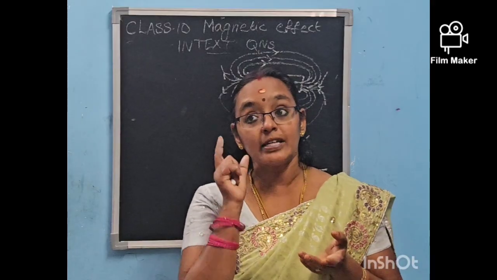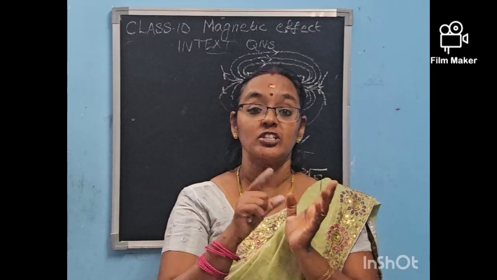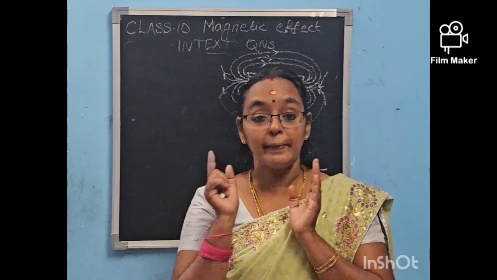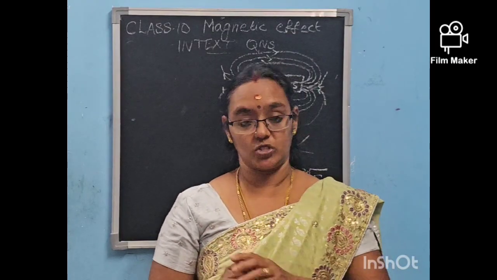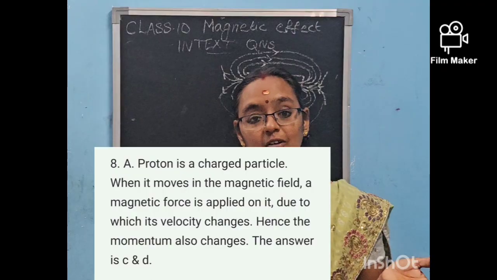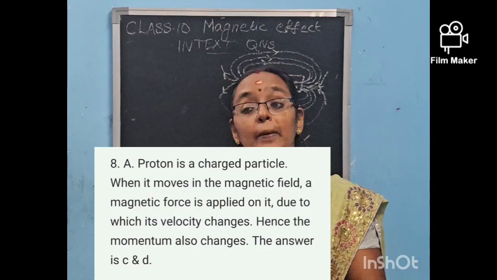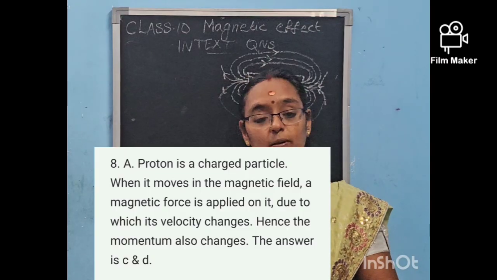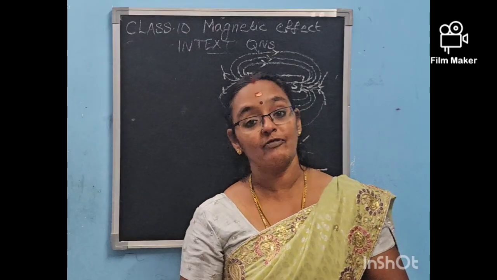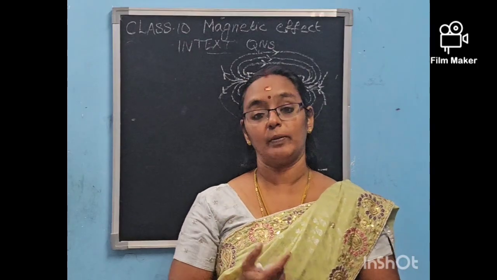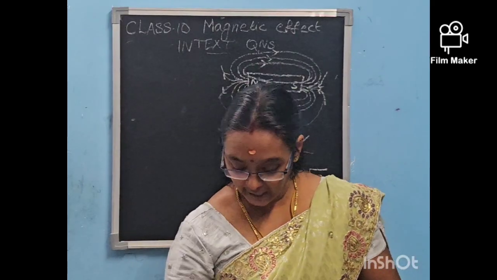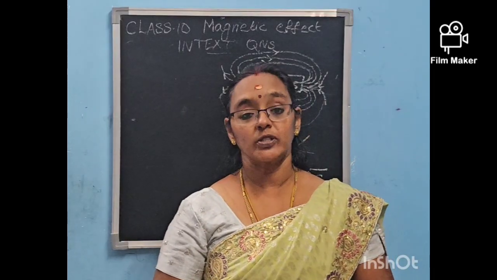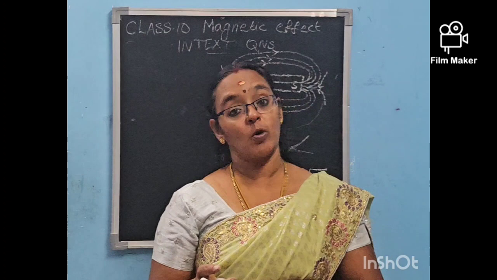So if the proton is moving in the magnetic field, a magnetic force will be acting on it. Displacement of the proton will happen, which means there will be a change in the velocity. The mass will not be changed even if we apply magnetic force on it, but the velocity will be changed. Momentum is the product of mass and velocity, so if the velocity is changing, the momentum also will be changing. They are giving options as mass changing, speed changing, velocity changing or momentum changing. The options are C and D, that is, velocity is changing as well as momentum is changing.